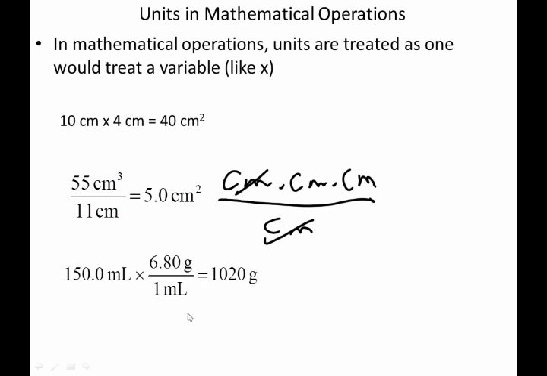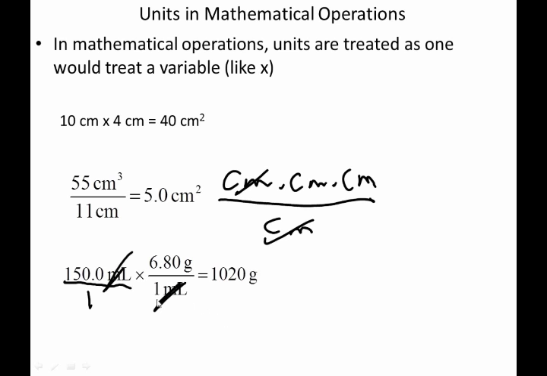Finally, this is where the conversion factors are really coming into play. If I take something like 150 milliliters times 6.80 grams per milliliter, right? So this is a compound unit here. I've got grams over milliliters. What happens is, remember, anything like this that's in the numerator is just over 1. So this is in the numerator, this is in the denominator. Milliliters cancels and leaves us with grams.